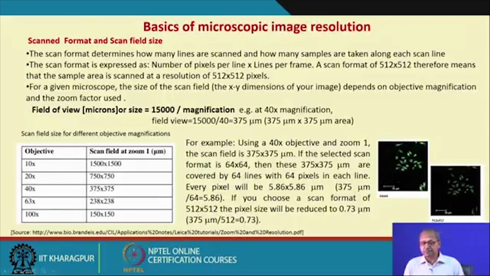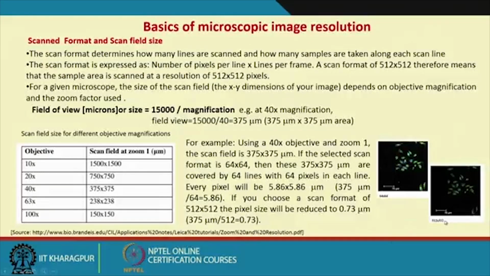So, you can see in the image here, when it is 64 into 64, you will be getting a little bit blurred image, but at the same magnification, if you use 512 into 512 scanning, then you will be getting a very sharp image.